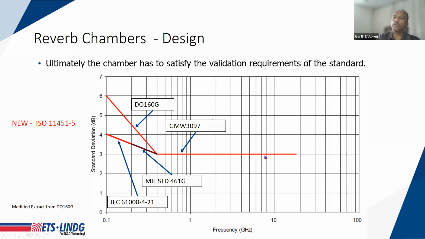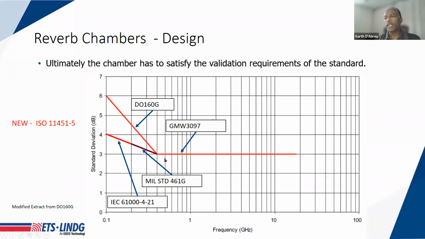As I mentioned, we have gotten used to very large numbers in the EMC environment, and in the reverb chamber, it's no different. In a lot of these existing standards, the acceptable levels vary from 4 dBs down to 3 dBs for the field uniformity. The DO-160 relaxes that a little further, going all the way to 6 dBs at the low frequencies, and then down to 3 dBs once you get above about 400 megahertz.